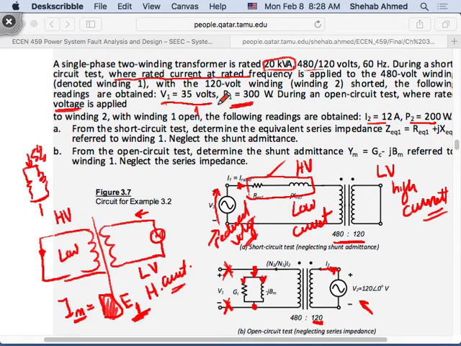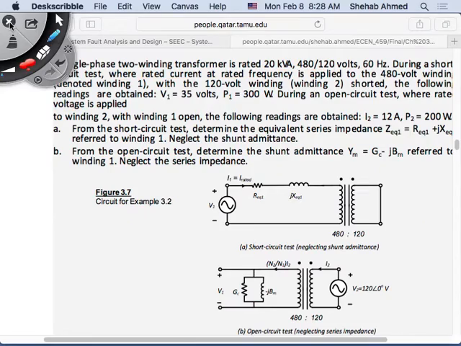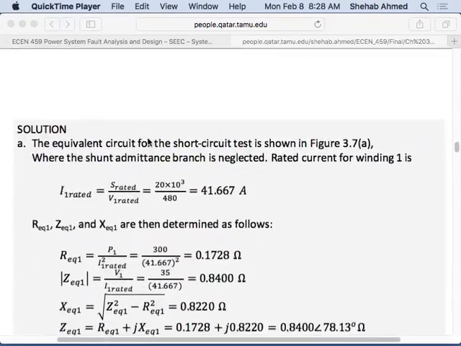So basically, they give you everything that you need to find these two impedances that are in series. And then in the second case, they give you the voltage, the current, and the power as well. So you can also segregate the real and reactive power losses in this case by knowledge of the real power that's in the circuit. So, okay. From the short circuit test, determine the equivalent series impedance. From the open circuit test, determine the shunt admittance. Basically, that's what we were talking about. So let's see how they are doing it.